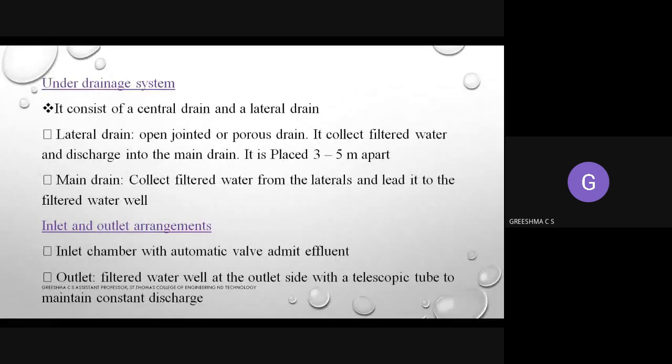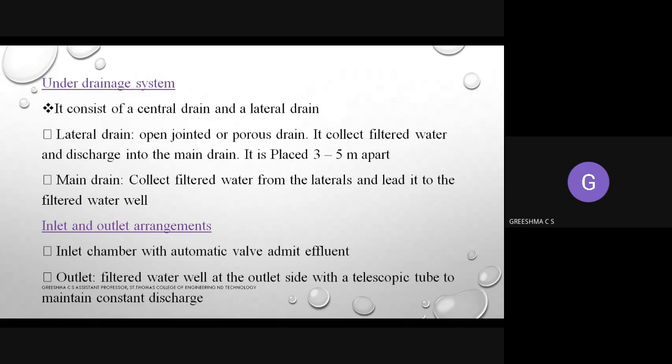Then the inlet and outlet arrangements. Inlet means it is to admit water into the filter bed. Outlet is mainly to control the discharge, mainly to discharge the filtered water.